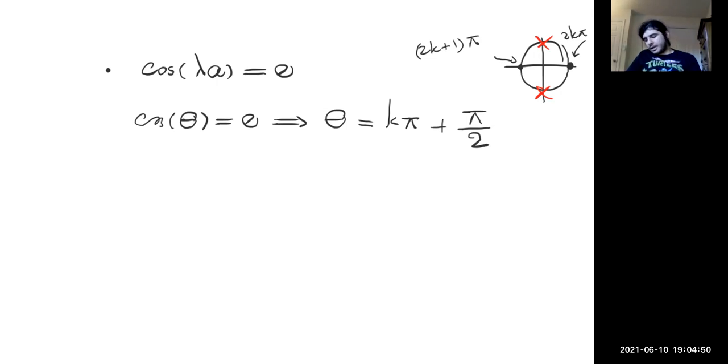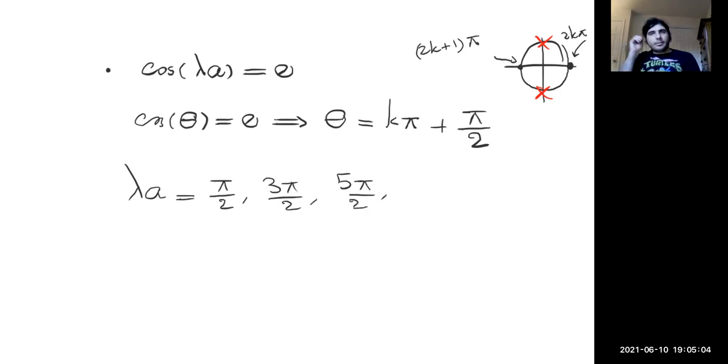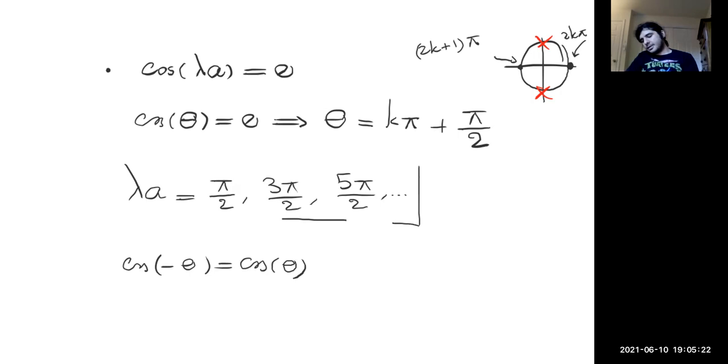Anyway, so lambda a can be something like, say, pi over 2, 3 pi over 2, 5 pi over 2, etc. The minus ones do not appear. We don't need to consider them because we know cosine of minus theta is equal to cosine of theta. So considering the negative angles does not give us any new solution. So these are the things we should consider.